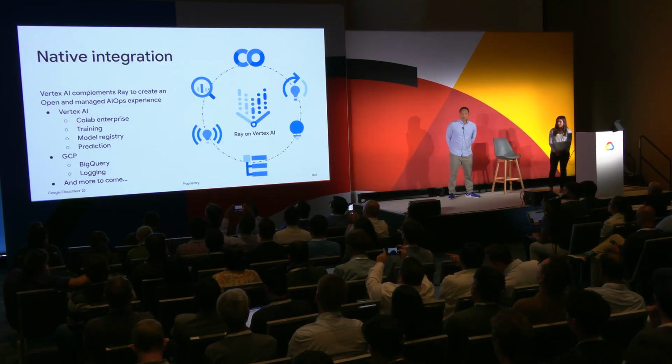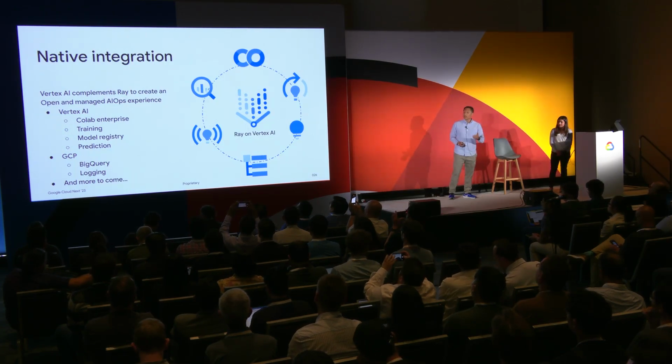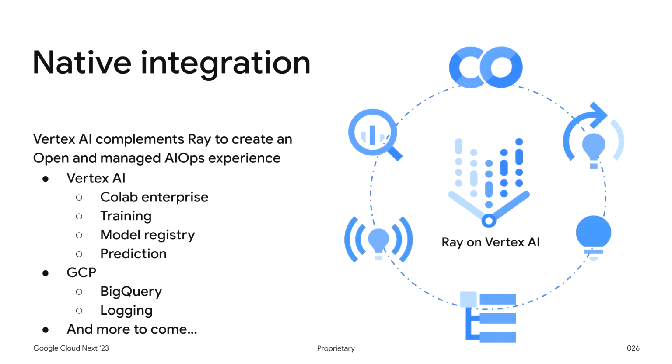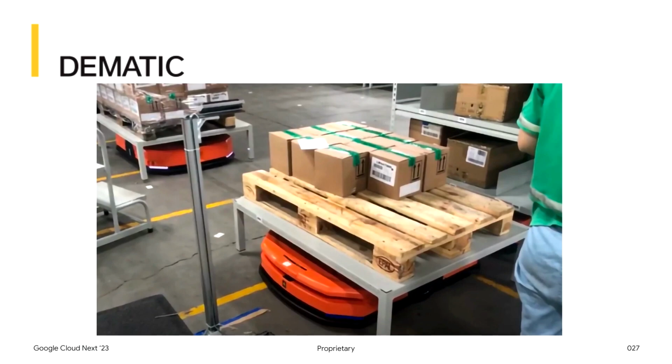All right, so as you saw, Ray on Vertex AI is easy to get started and just get your code running. We have many native integrations that you saw from this code with Vertex and GCP products, and many more are on the way. Now, some of you may be wondering, how can I use this in my company? So let me tell you one example of customers that we talked to earlier this year that we got to show Ray on Vertex AI, and they were really excited about it.